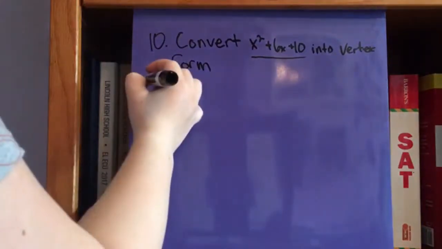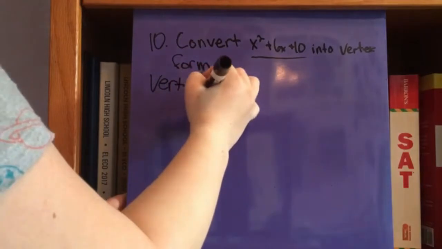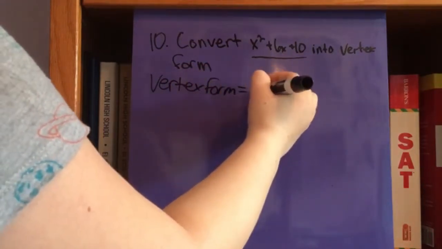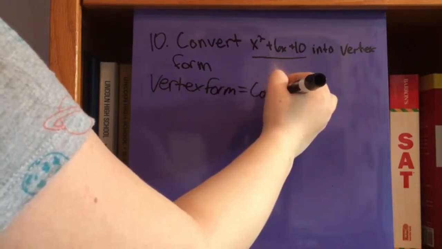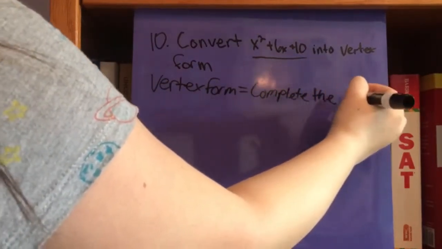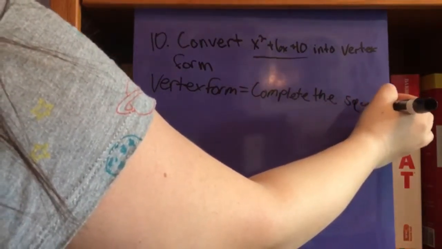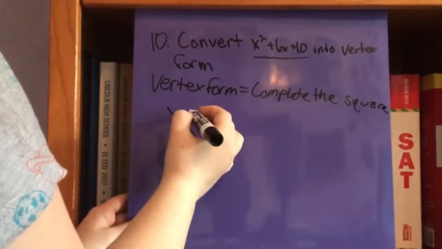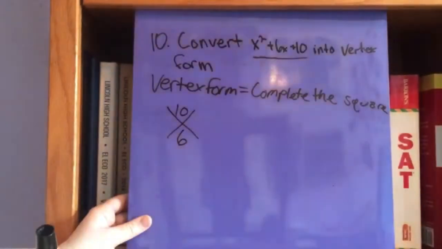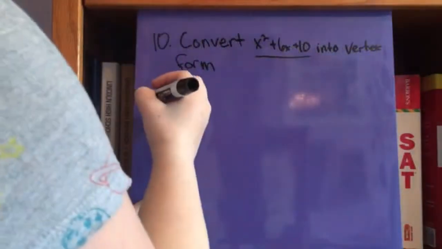Convert x squared plus 6x plus 10 into vertex form. To find vertex form, you use completing the square. To complete the square, use a diamond problem with 10 over 6. This does not work, the math just doesn't add up.